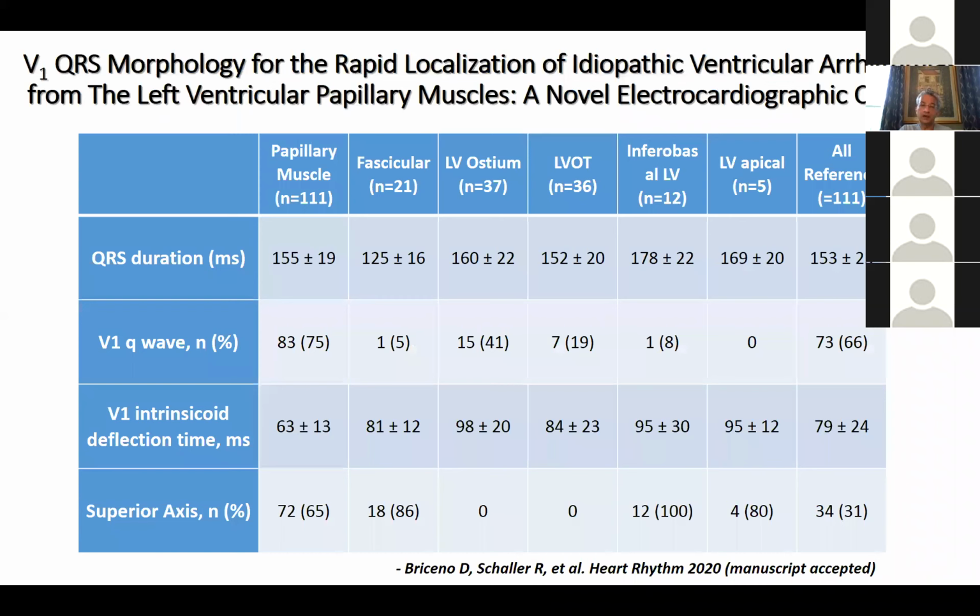So putting it all together, these are some of the different things that we looked at, and the ones that stood out, of course, the time to intrinsicoid deflection, which if it's less than 74 milliseconds is highly predictive that it's coming from the papillary muscle. And another morphologic feature that was interesting is the presence of a small Q wave initially in V1, which was seen in 75% of the papillary muscle ventricular arrhythmias, but you could still see it in about 25% of the non-papillary muscle ventricular arrhythmias. So it was not as defined.